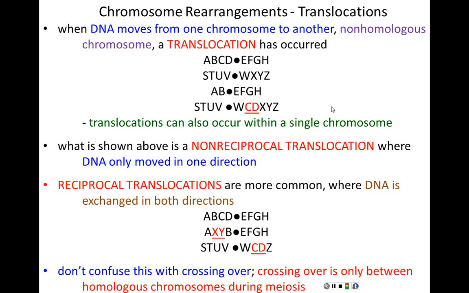And I would say, wise one, don't get ahead of yourselves here. Crossing over and recombination during meiosis is only between homologous chromosomes. Only between homologous chromosomes of a homologous pair. That's where the genetic exchange occurs. Translocations are defined as DNA moving from one chromosome to a non-homologous chromosome, a chromosome of another number. And so that is not the same as crossing over.